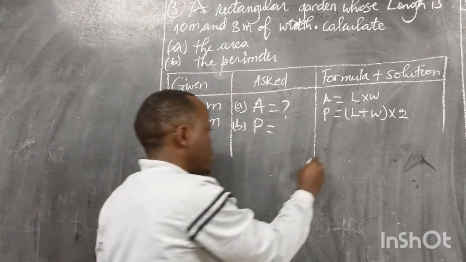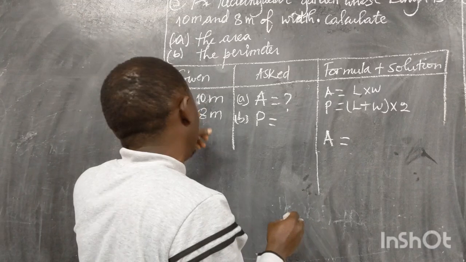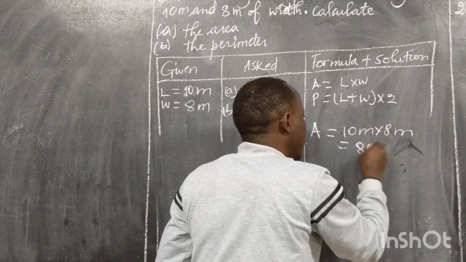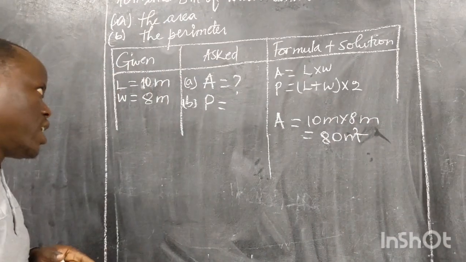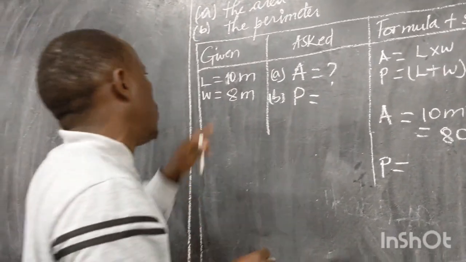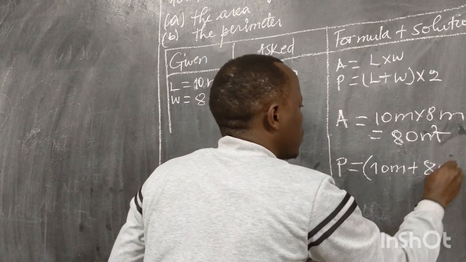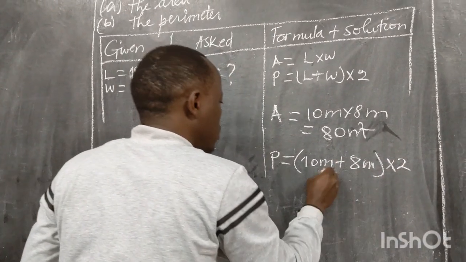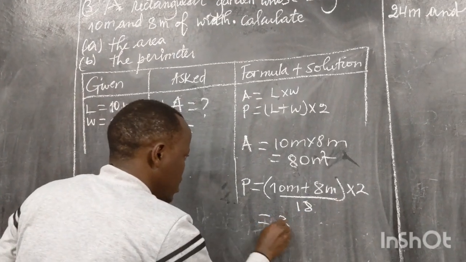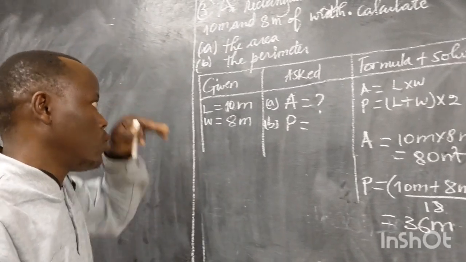And here, let's calculate area. Since area is equal to length times width, it will be equal to 10 meter times 8 meter, and then we get 80 meter squared. So this is the area. And then let's look at the perimeter. Since perimeter is equal to length plus width times 2, and length is equal to 10 meter, it is 10 meter plus 8 meter times 2. And 10 plus 8 is equal to 18, times 2 is equal to 36 meters. So that is how to do this question.